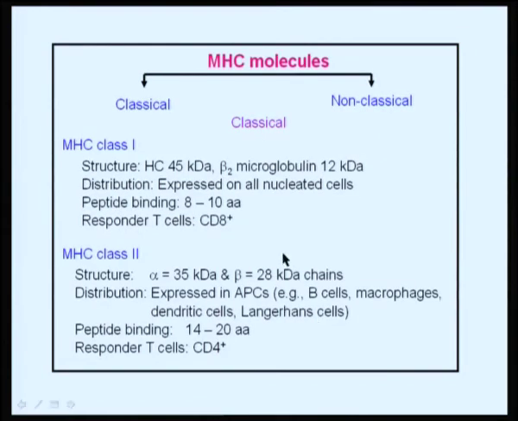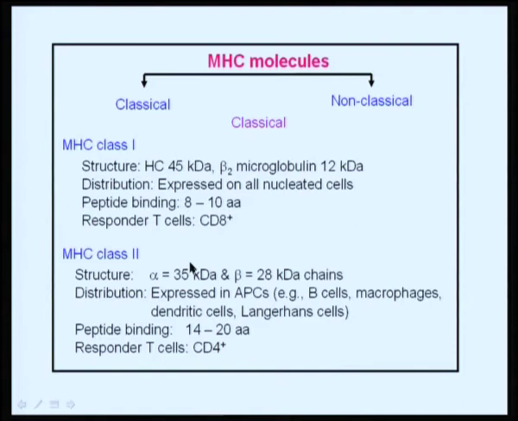Now, MHC molecules, as I previously mentioned, you have two different types. You have the classical and the non-classical. In MHC class 1 you have the heavy chain, which is 45 kDa, linked non-covalently with beta 2 microglobulin, which is 12 kDa. MHC class 1 is expressed on all nucleated cells, and it binds peptides which are about 8 to 10 amino acids long. So, they are much smaller.